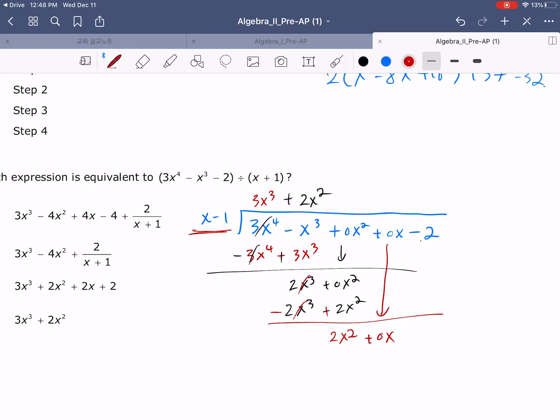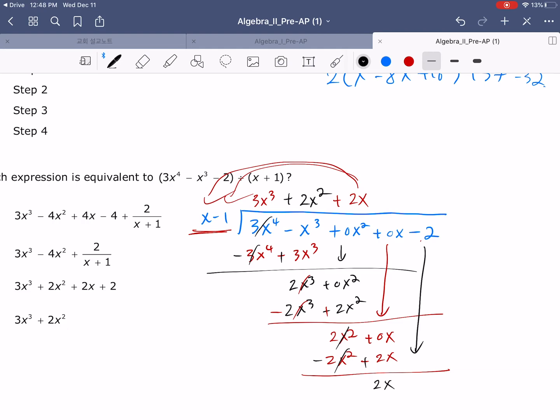Let's do one more. We have a 2x squared, so what I'm going to do is plus 2x here. Again, 2x times x is 2x squared. 2x times negative 1 is minus 2x. Again, change the sign. This one will disappear. It's going to be 2x. I used to have negative 2 here. I think it's the last step here.